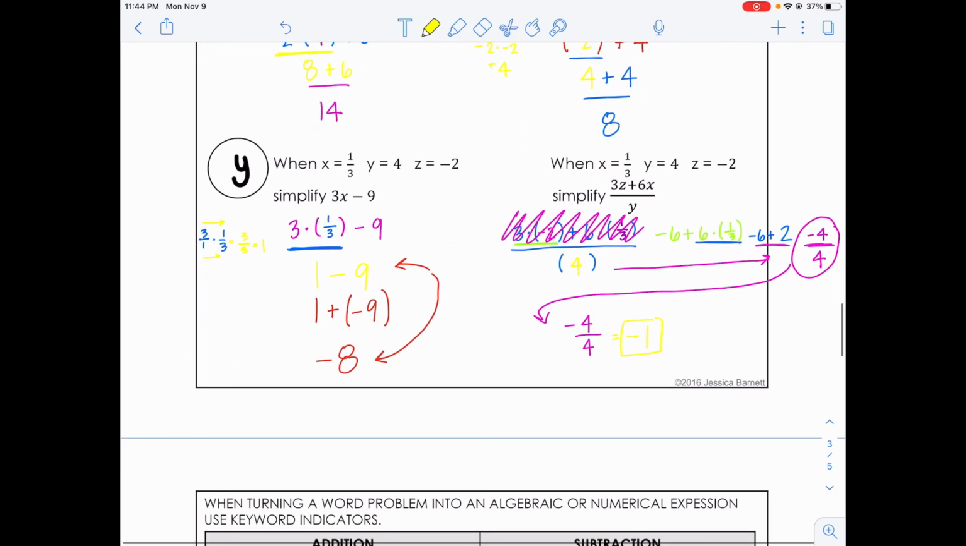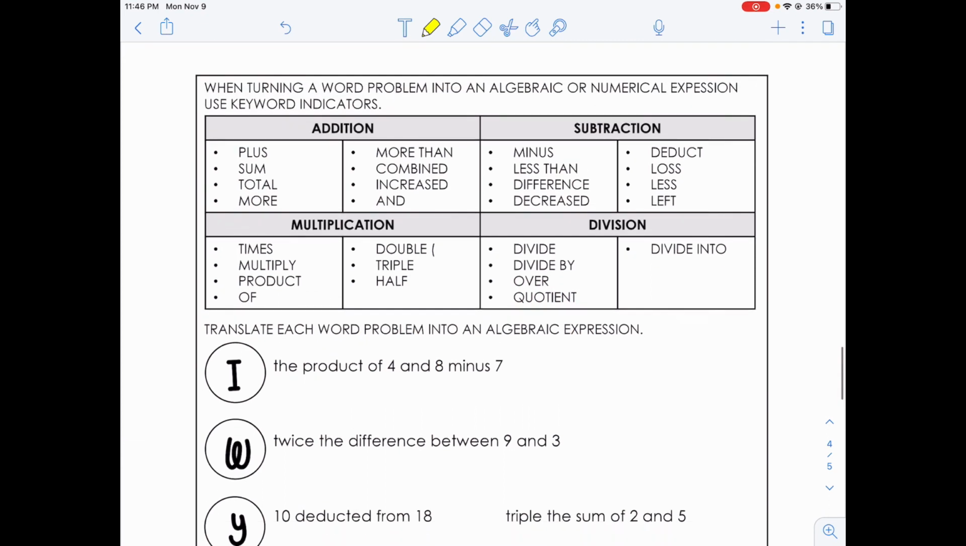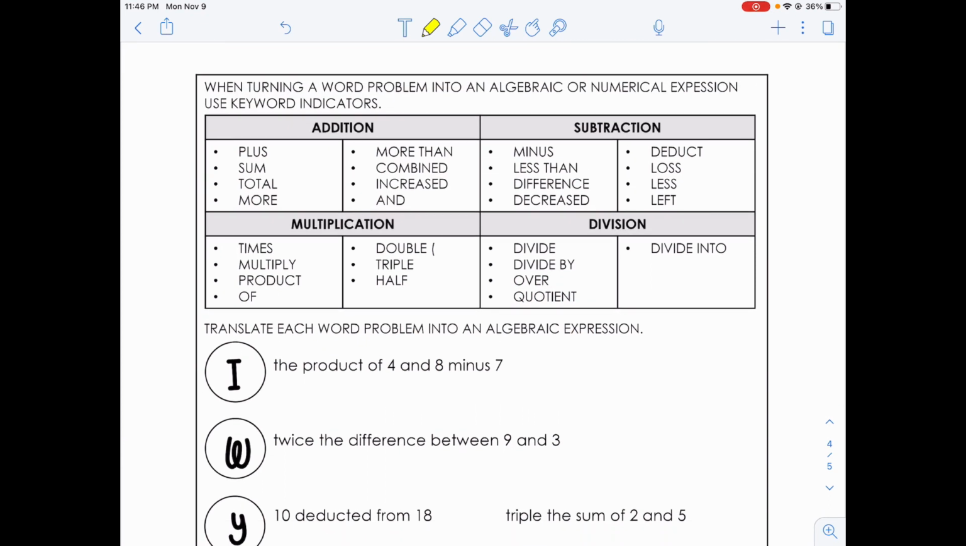We are almost done. Finally, for our last section in our notes, when turning a word problem into an algebraic or numerical expression, we use keyword indicators. So words that mean addition, some examples: plus, sum, total, more than, combined, increased. Those are all words that mean addition. Some words that mean subtraction: minus, less than, difference, decreased by, deduct, loss, left. Okay? Those are all words that mean subtraction.